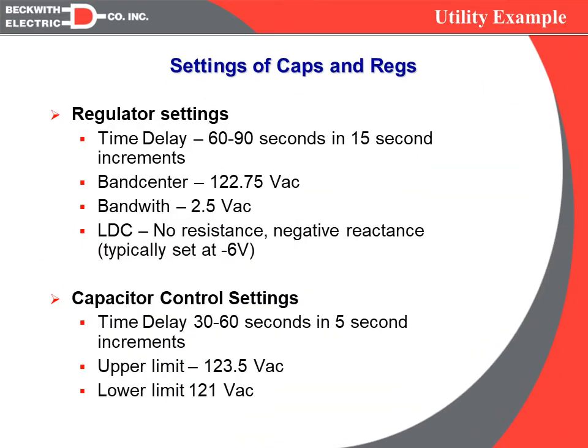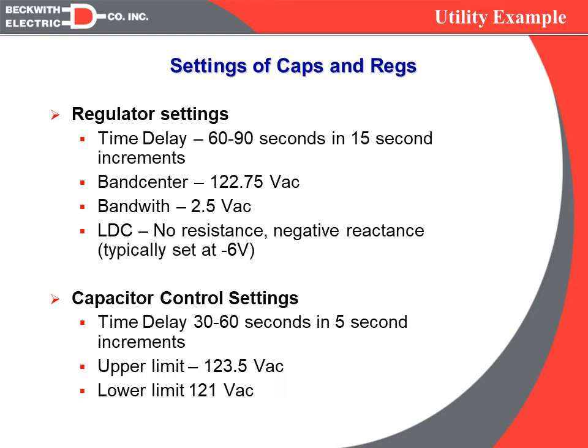So, our regulator settings and LTC settings, again, we want the time delays to be longer than the capacitor banks, and we need to coordinate them if we have downline regulators so the regulating device closer to the source has a shorter time delay than the regulating device at the end or further from the source. For the cap controls, exactly the opposite. We want the capacitor banks to have shorter time delays, and we want them coordinated so the ones in the back are the first to close and the last to open.